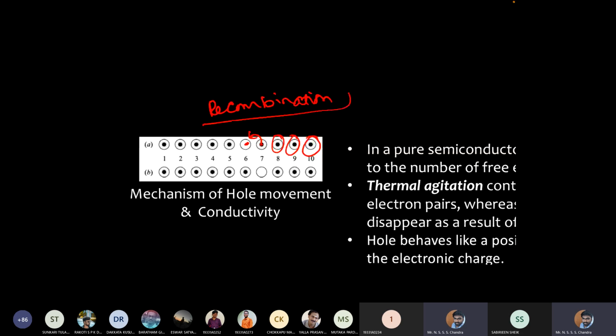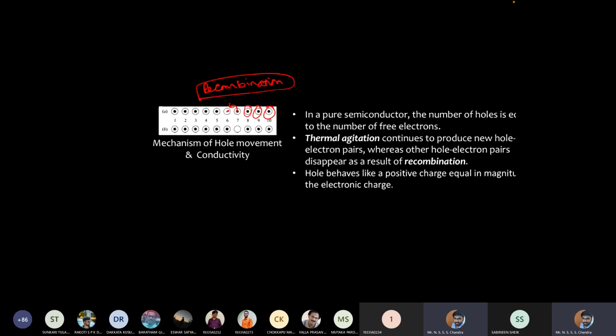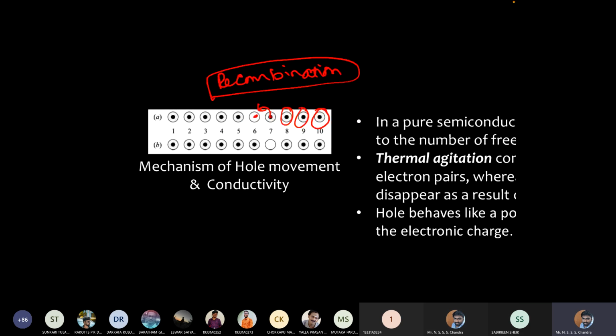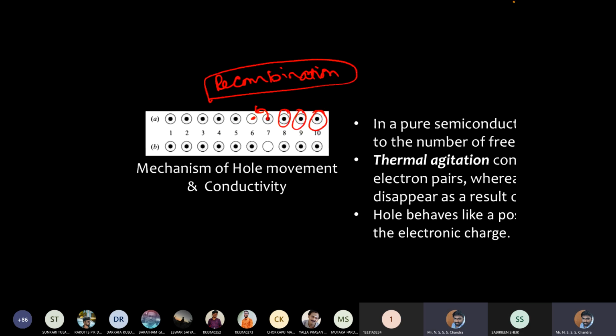Recombination means a free electron is combining back with a hole. In this recombination, what happens? Now this will become another covalent bond, whereas at the 7th place you now have an empty valency shell. Earlier the empty valency shell was present at position 6.